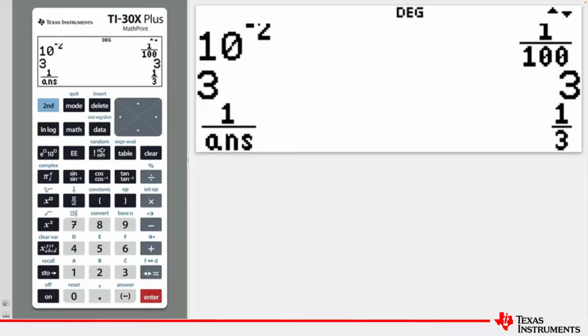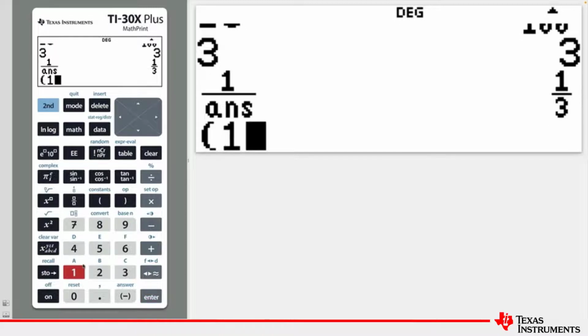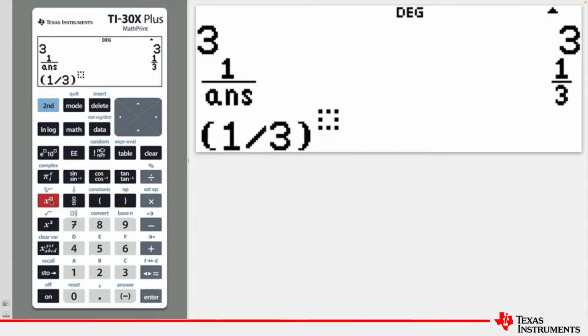Let's see how fractions work in exponential calculations. First of all, in classic mode, 1/3 to the power of 1/2.